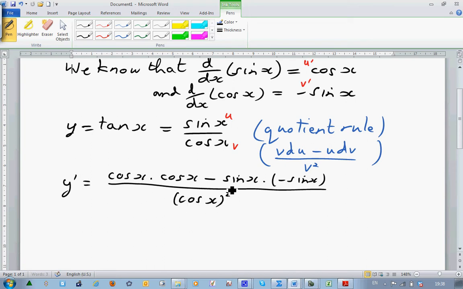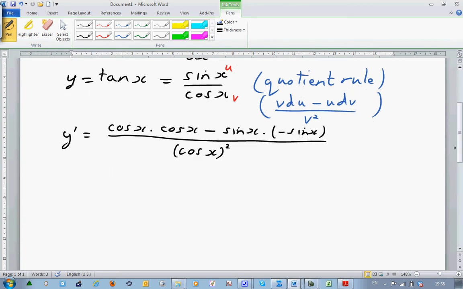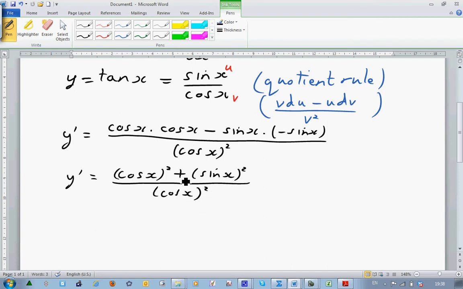Alright, let's simplify that now. We then have y dash equals cos x times cos x is cos squared x. We've got a negative times a negative, which is a positive, so we've got sine squared x all over cos squared x. Now don't be tempted to cancel out the cosine x's, please. Thank you. Let's rewrite that into a form that we know. We know that this can be written as cos squared x over cos squared x plus, similarly, sine squared x all over cos squared x. Please don't cancel cos squareds.